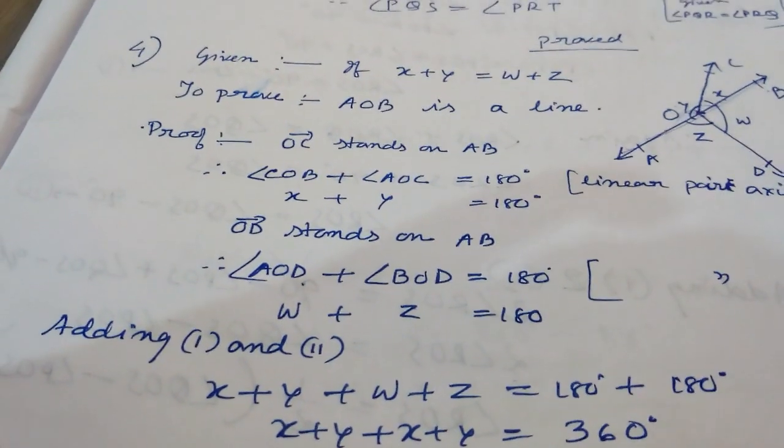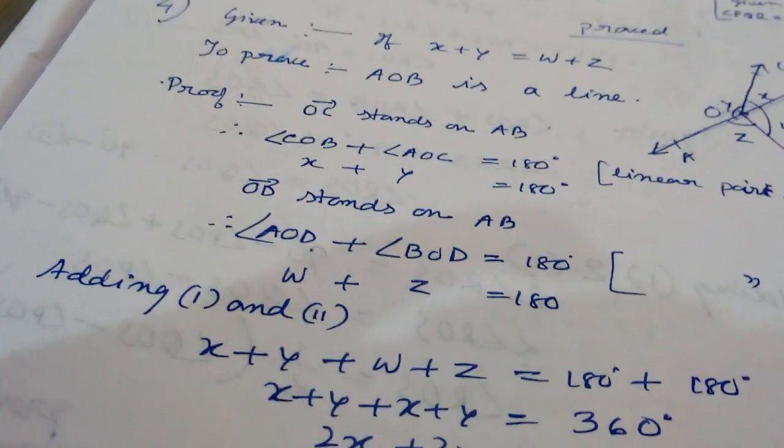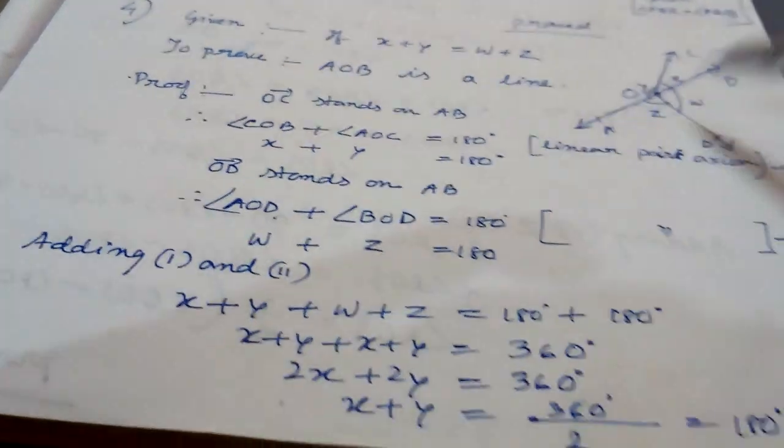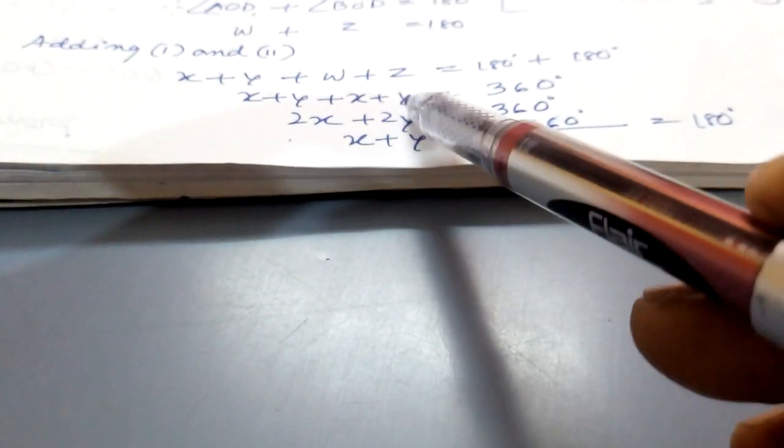OD stands on AB. Therefore AOD plus BOD is equal to 180 degree. W plus Z is equal to 180 degree. Adding 1 plus 2, this 1 and this 2, X plus Y plus W plus Z is equal to 180 plus 180 degree. Since given that W plus Z is equal to X plus Y, we replace W plus Z with X plus Y, which is equal to 360 degree.